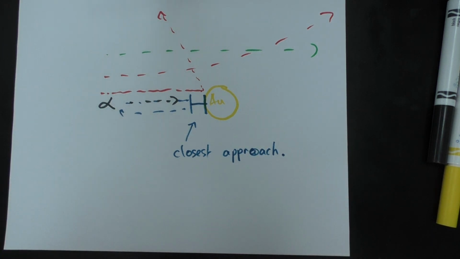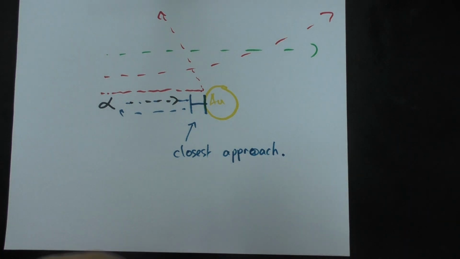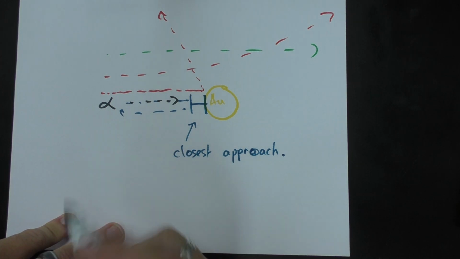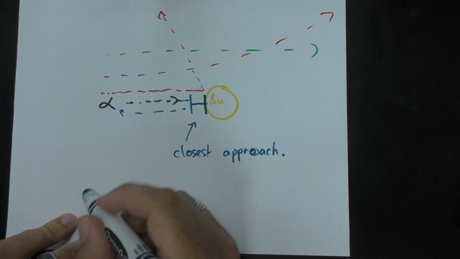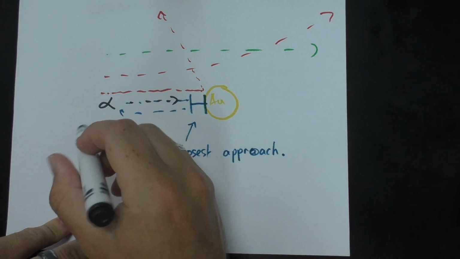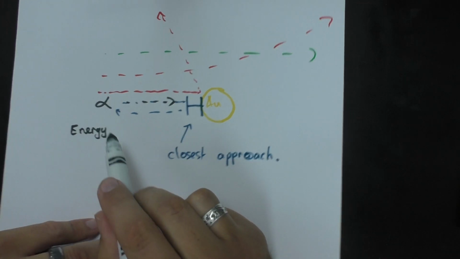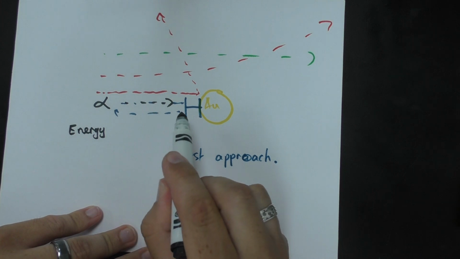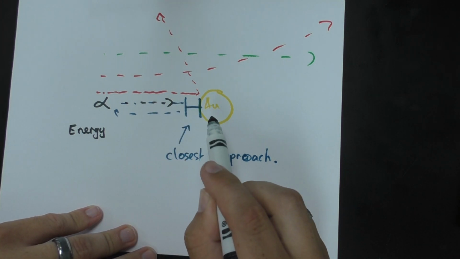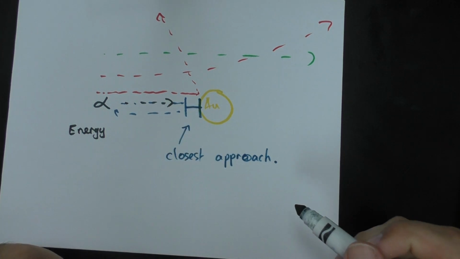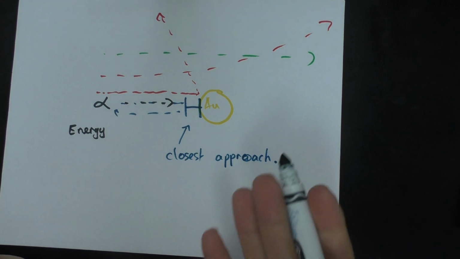Now, the closest approach is a really interesting calculation that you'll do with me in lesson. It works on the fact that the alpha particle has an amount of energy based on how fast it's moving. So if it has an amount of energy, we can even say that energy can be used to suggest how close it's going to get to the gold nucleus.